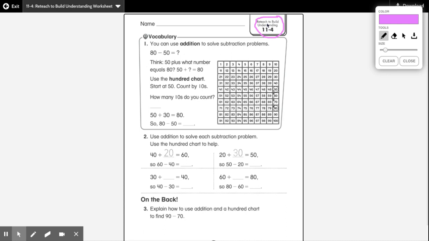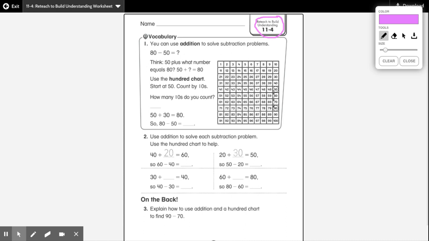Okay, so this lesson is all about thinking addition when subtracting equations. This is one of the strategies that we use in the classroom. Always think addition, right? Think addition to solve subtraction problems, and that's pretty much what we're doing here, except we're going to be using a hundreds chart to do that.